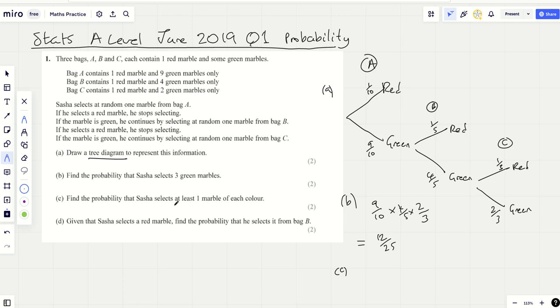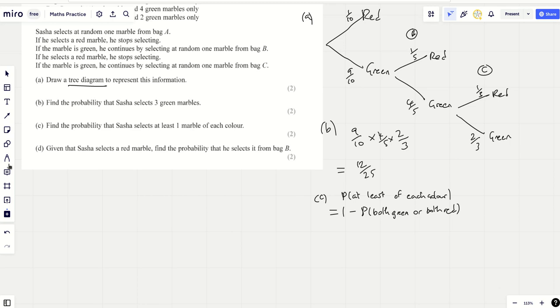So whenever I look at at least one, I prefer to work out the opposite. So the probability of at least 1 of each colour is 1 minus the probability that they're all green or both red, because it's the opposite. So what do we have with that? And you don't have to do it like this. It's just my preferred way of doing it.